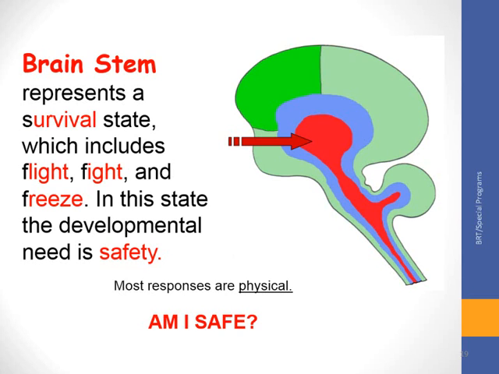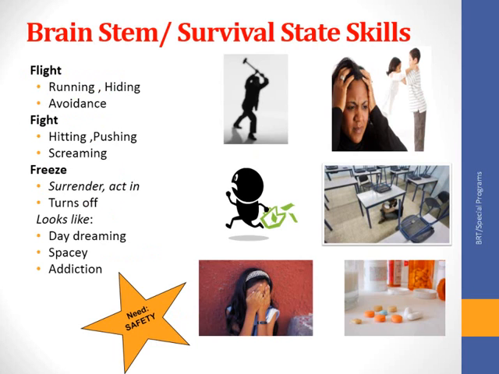Most responses we see from students in this state are physical, not verbal. An example of someone who is in the brainstem or in the survival state is when we see children or adults who are in flight, running away, hiding, or we see students who are ready to fight or actually fighting and they're hitting and screaming, or you may see a child in freeze mode, shut down and turned off.